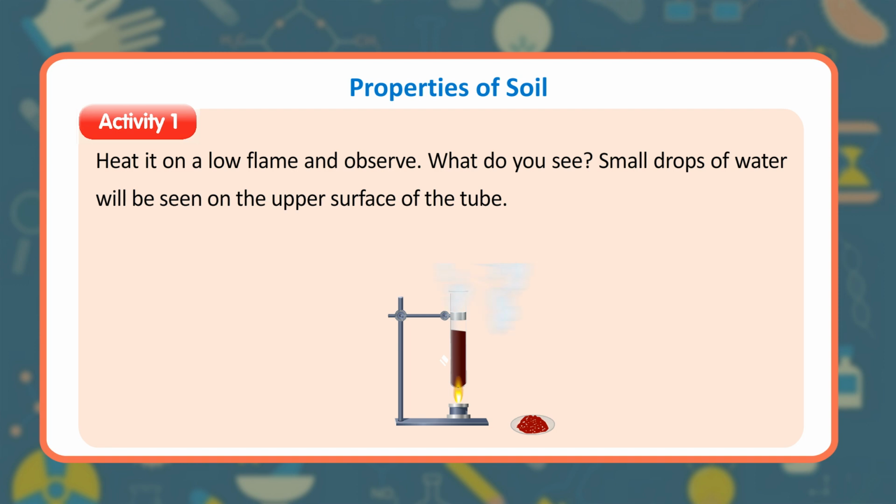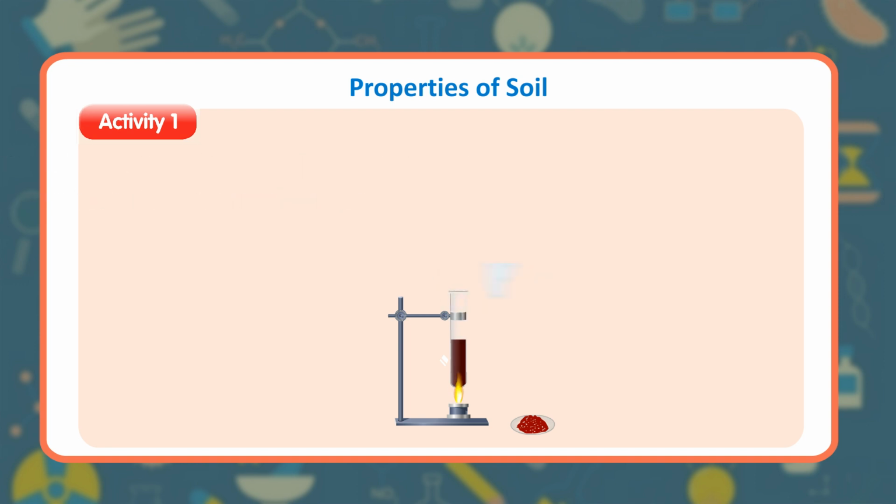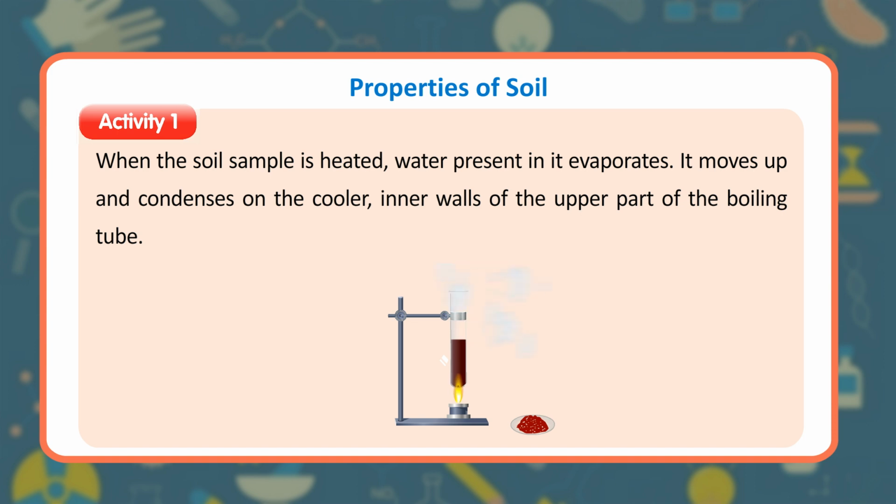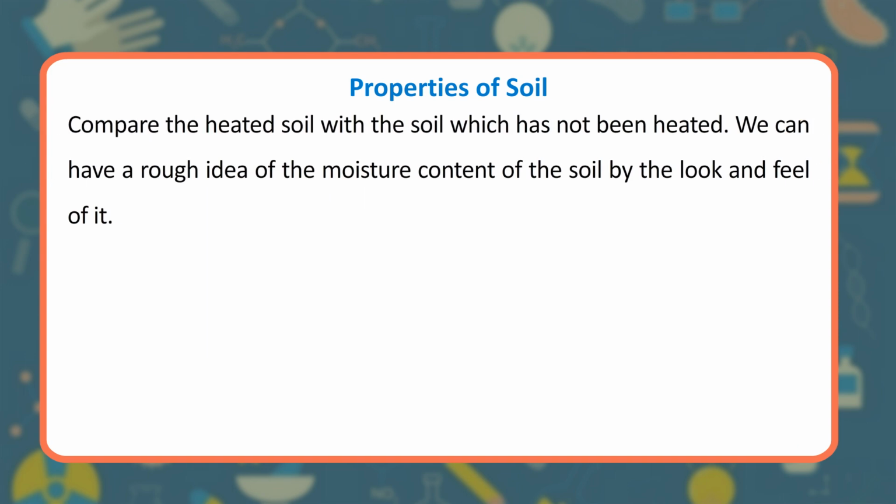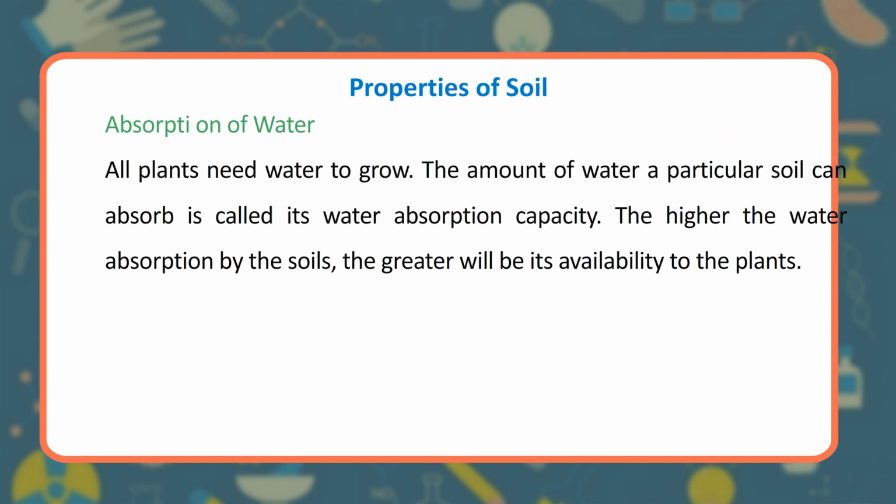What do you see? Small drops of water will be seen on the upper surface of the tube. When the soil sample is heated, water present in it evaporates. It moves up and condenses on the cooler, inner walls of the upper part of the boiling tube. Compare the heated soil with the soil which has not been heated. We can have a rough idea of the moisture content of the soil by the look and feel of it.